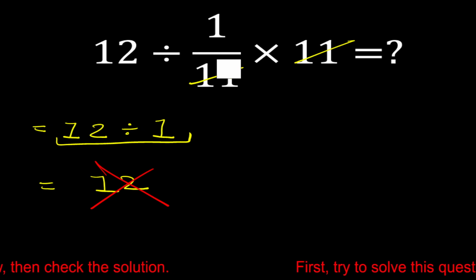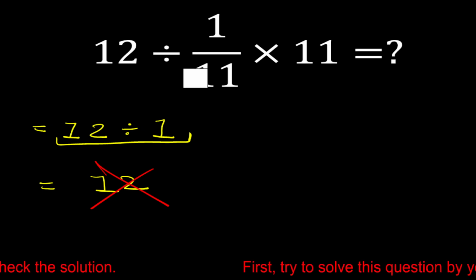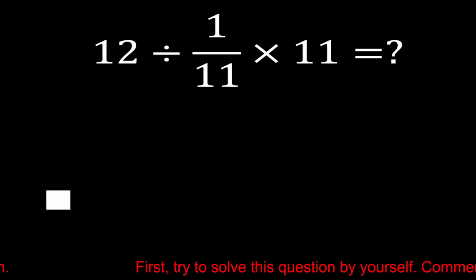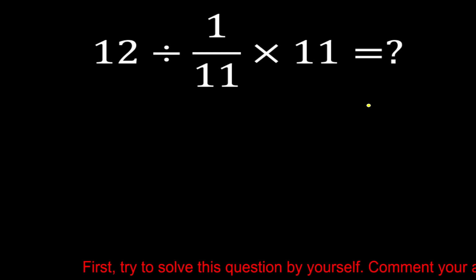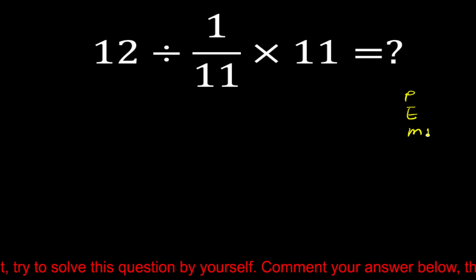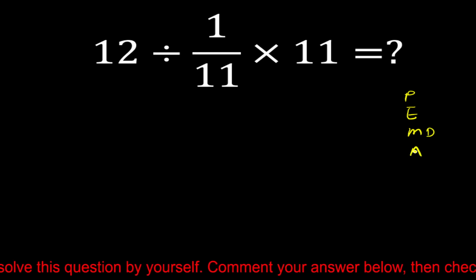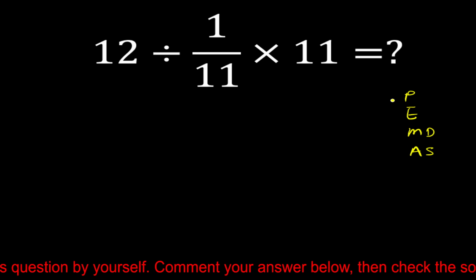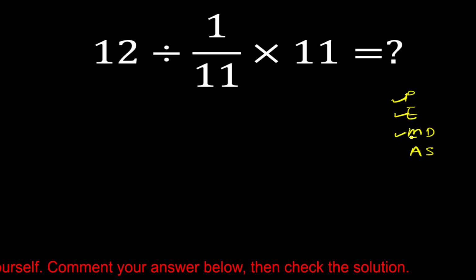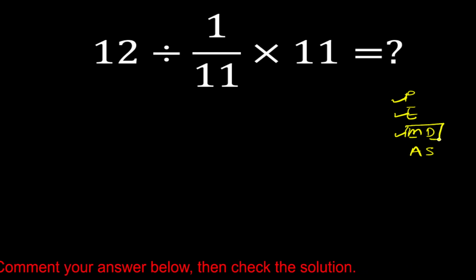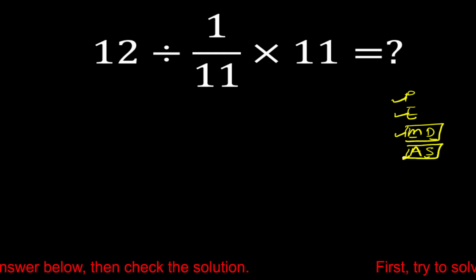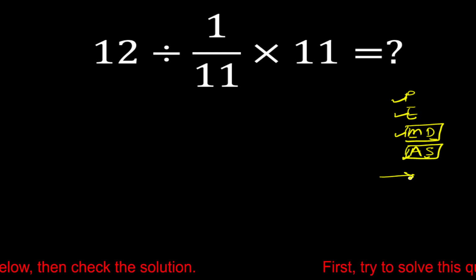Now let's solve this problem correctly by using the PEMDAS rule. Okay. So PEMDAS. According to the PEMDAS rule, first priority is parenthesis, second priority is exponent, and third priority is multiplication and division. Both have equal priority. Okay. And last priority is addition and subtraction. Also both have equal priority. Therefore, we have to solve it from left to right. Okay.